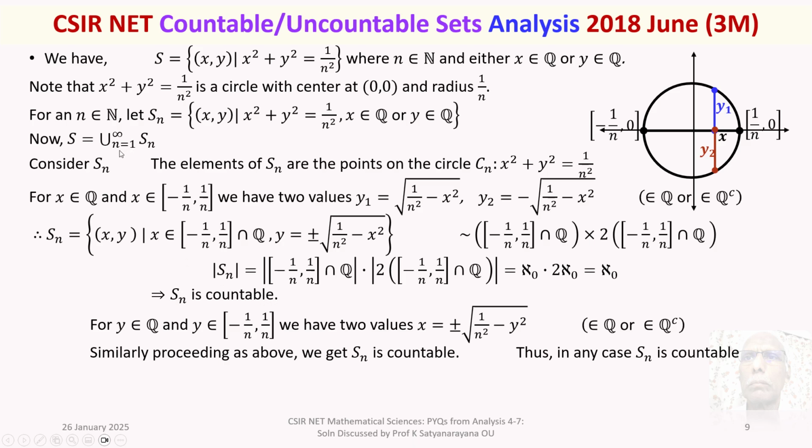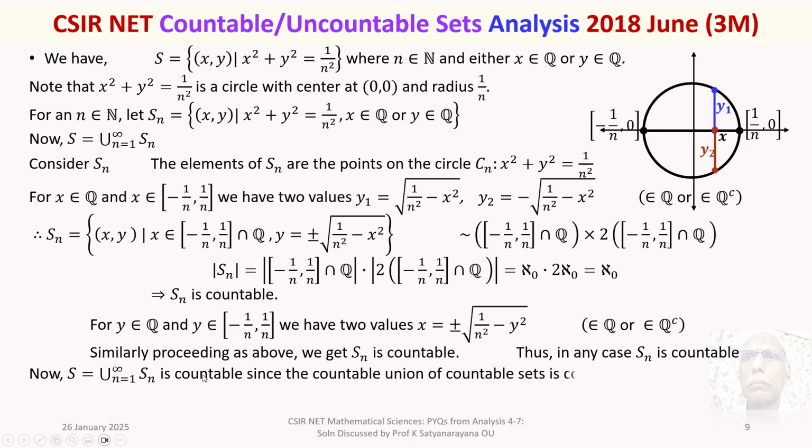But how many Sn's are there? As many as there are natural numbers. So we are interested in S. S is equal to the union for n equal to 1 to infinity of Sn. Now S is countable. Why? Each Sn is countable. What is the union? It is a countable union. The countable union of countable sets is countable. Therefore S is countable.